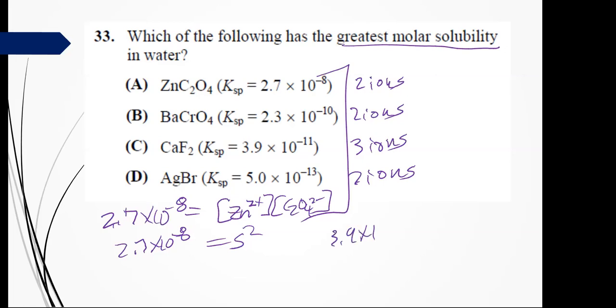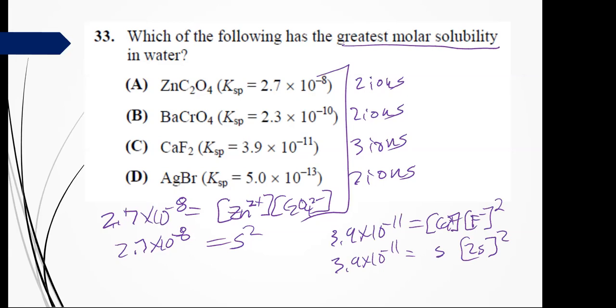When it's 3 ions, then it becomes something a little bit different. That 3.9 times 10 to the minus 11 is equal to our calcium and our fluorine squared. And then this is going to be S, this is going to be 2S squared, which is really 4S to the third. So we end up finding them slightly differently. And when we go through and we do that, the 3.9 times 10 to the minus 11, we divide that by 4, we take 1/3 of it.